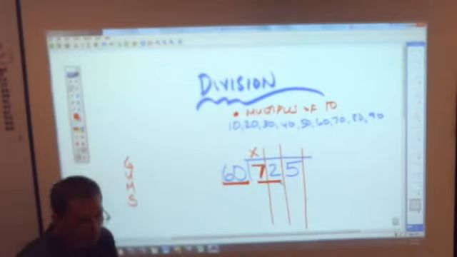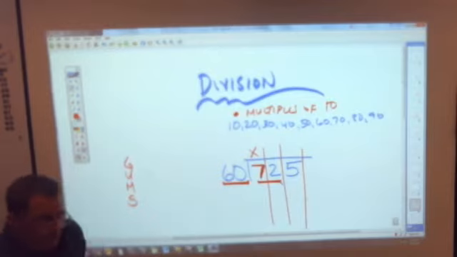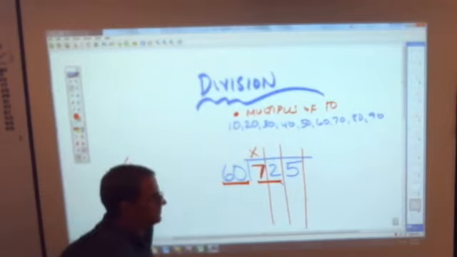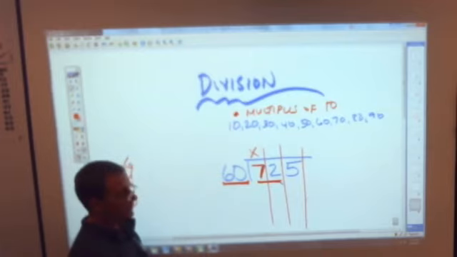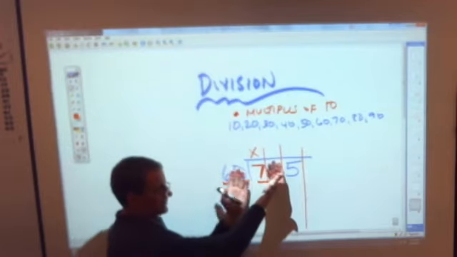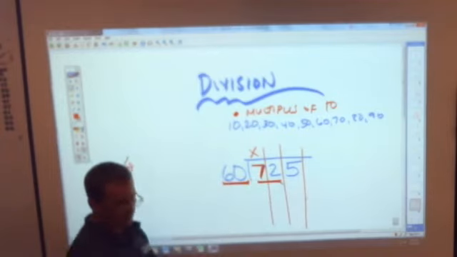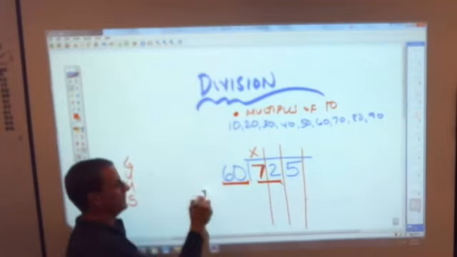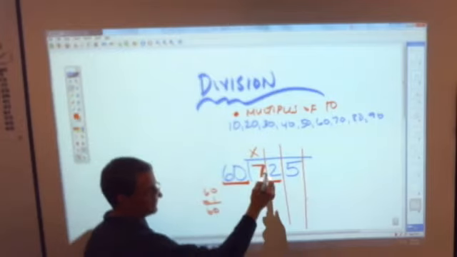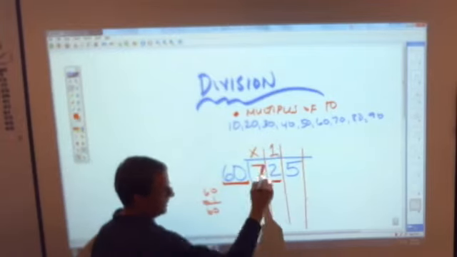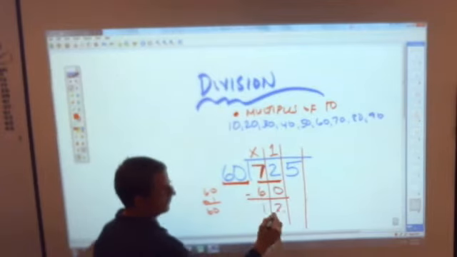That's where things get a little more difficult, but you can do some things that help you a bit here. Really, just to find out what's close, you can ignore the ending digits on both numbers and say, how many times will 6 go into 7? That gives you an idea, which would be 1. So you take 60 times 1, that's 60, which makes sense. If I put a 1 up here, I get a 60, and I subtract, I end up with 12.